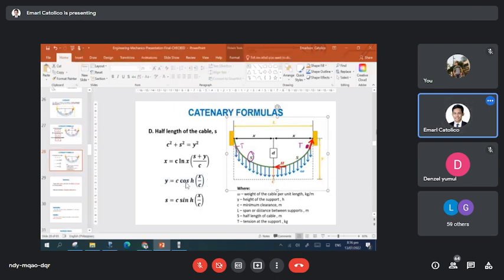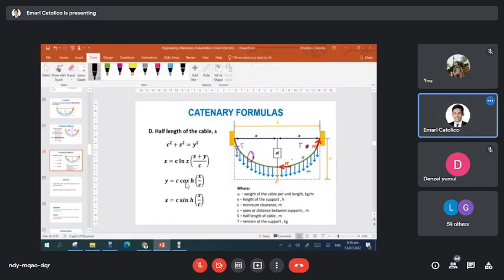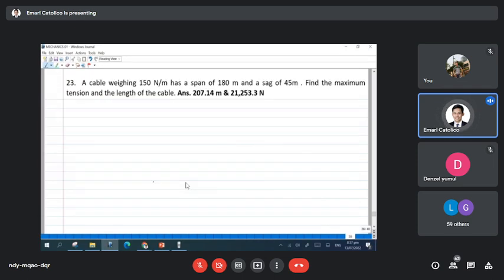So when you compute the value of Y, sometimes you can use d plus C, the minimum clearance plus the sag. That is another formula for Y. But mathematically speaking, we can use the hyperbolic cosine. So Y equals C cosh of X over C. Then the last formula is the half length of the cable, which is C sinh of X over C. I hope that's okay. Let's try to solve the last two problems. Okay, so number 23.